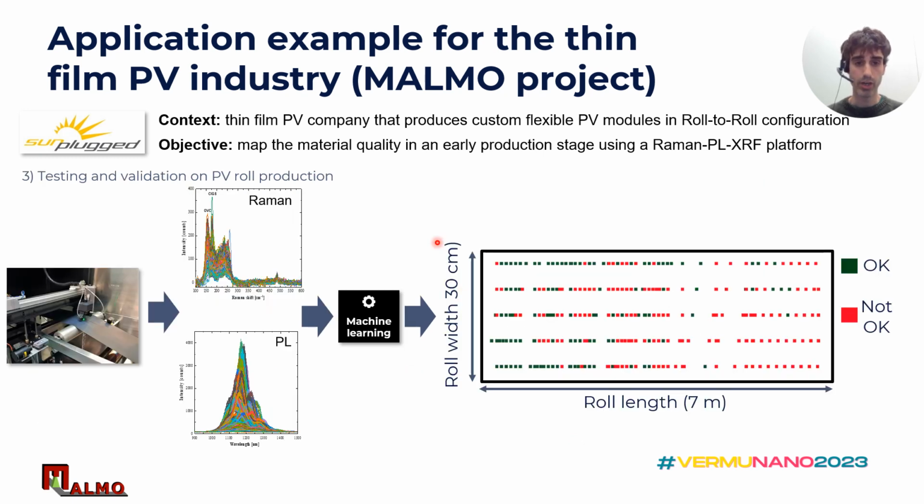And then what we are also doing is, once we have the algorithms trained, we are using the PV production of the company to inspect it, and using the machine learning algorithm, we are able to map the quality of the roll. Here you have a real example of real measurements in which the green dots are parts of the roll that have a good quality, and the bad parts of the roll are marked with red spots. So this means that the application is useful and is working for the industry.